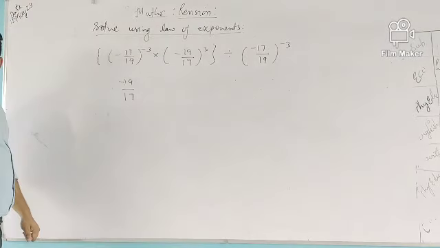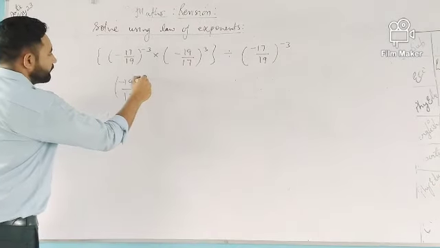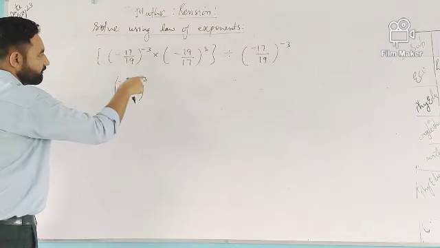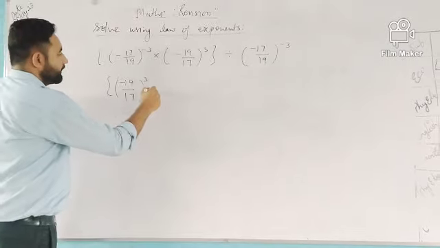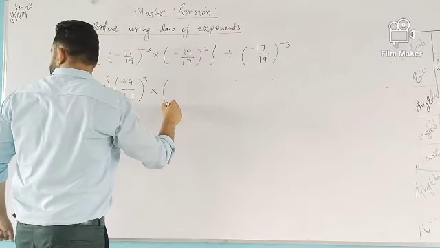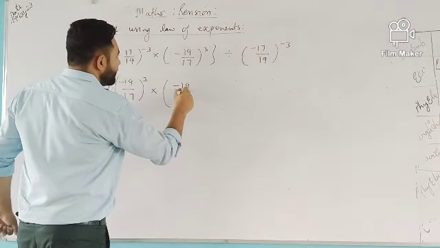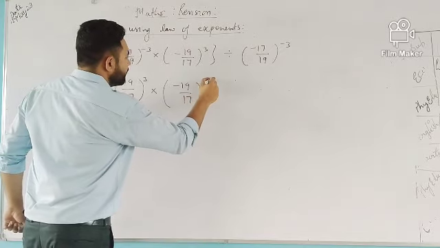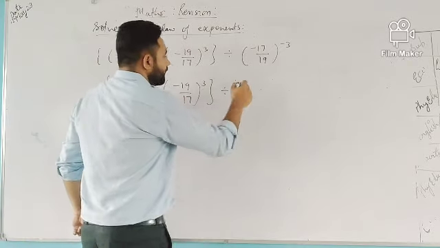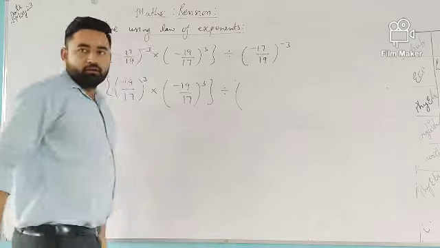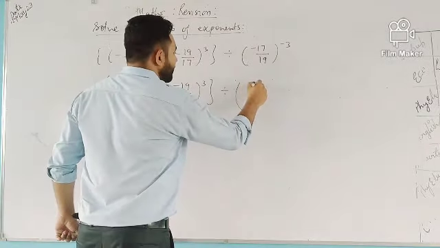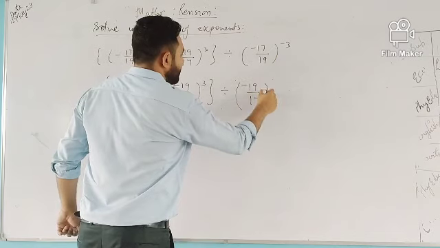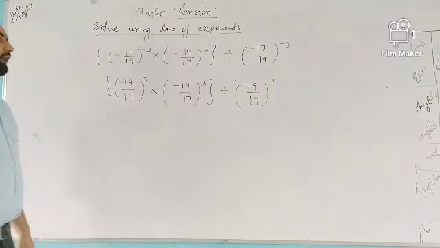If we change the power, it was minus 3, we have made it positive 3 by reciprocating minus of 17 by 19 to 19 by 17. Now we have minus of 17 by 19 in the bracket, which is to the power minus 3. So you need to change it since the bases were not similar. So by reciprocating, the power becomes positive.